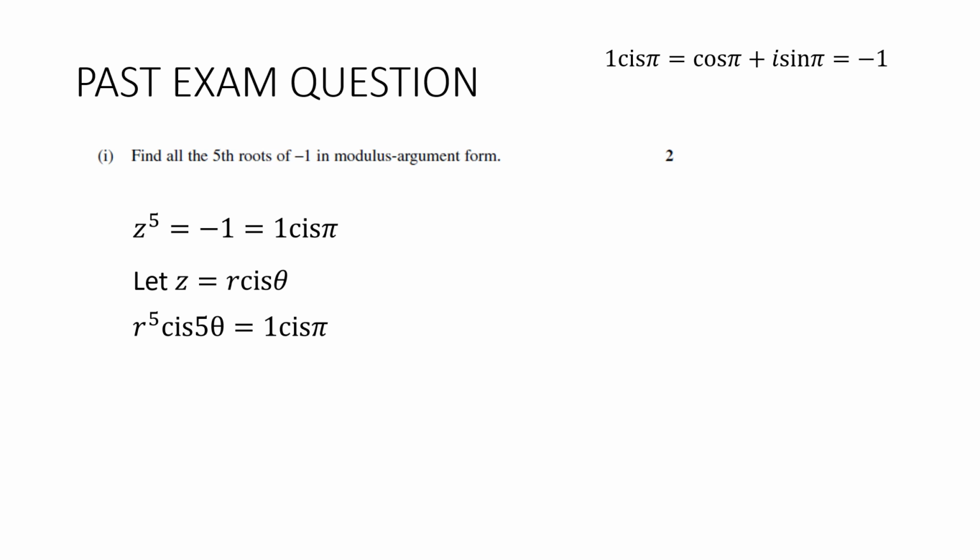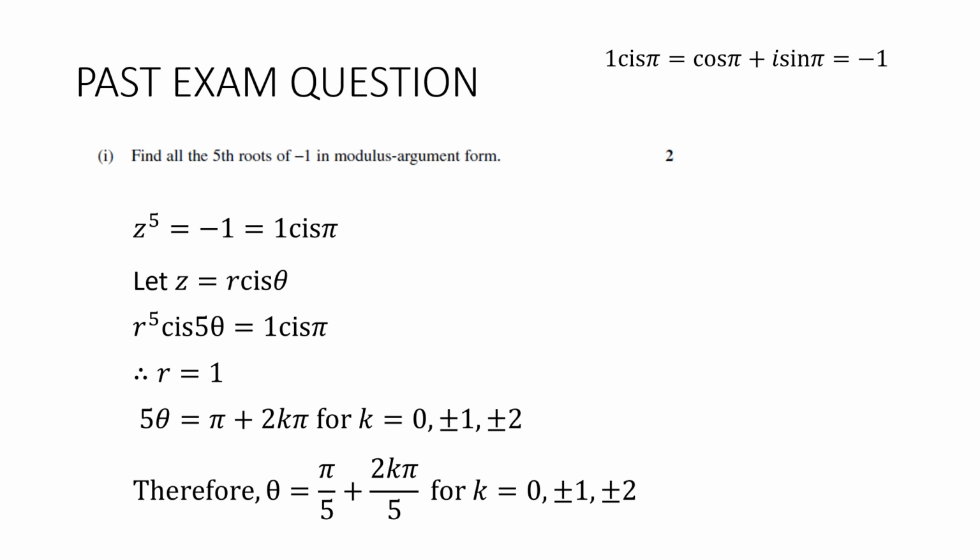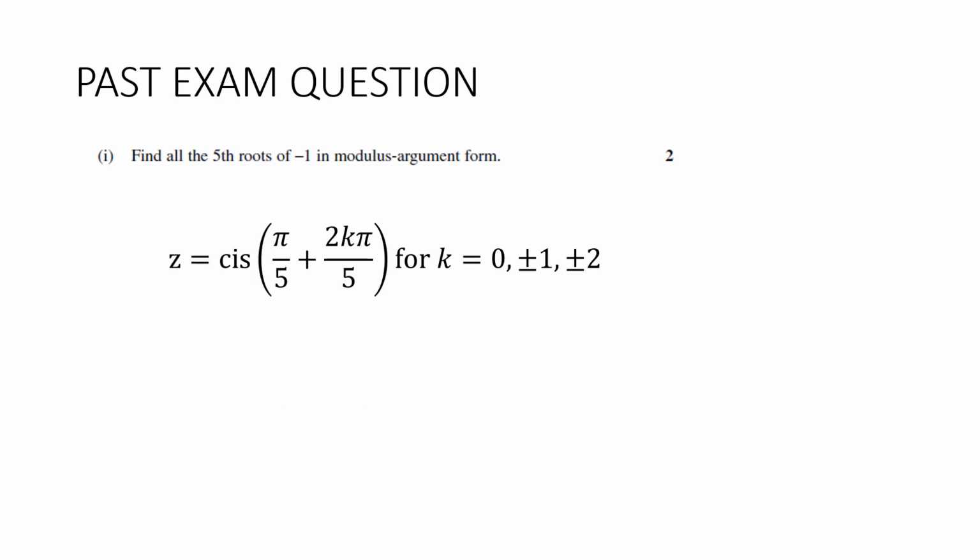Equating the moduluses and the arguments, we get r is equal to 1, and 5 theta is equal to pi plus 2k pi for k is equal to 0, plus or minus 1, plus or minus 2. Dividing through by 5, theta is equal to pi over 5 plus 2k pi over 5 for k equals 0, plus or minus 1, plus or minus 2. So putting that together, we have z is equal to cis pi on 5 plus 2k pi on 5.